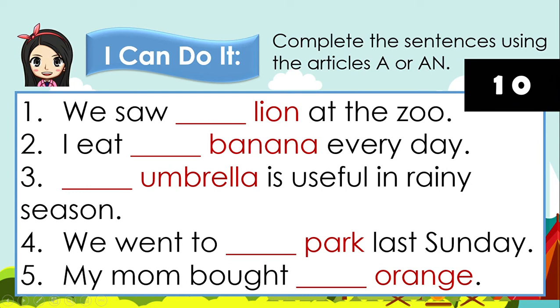So what are we going to use? A or AN? Comment your answer below. Alright, so if your answer is A, then you are correct. We saw a lion at the zoo.